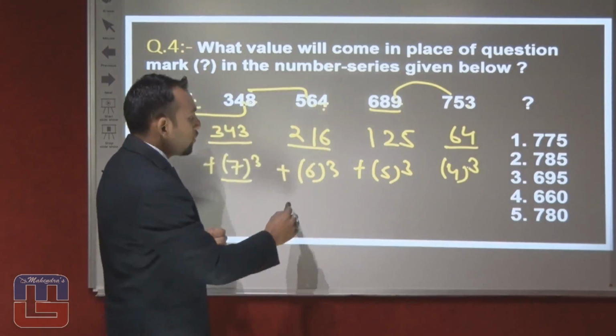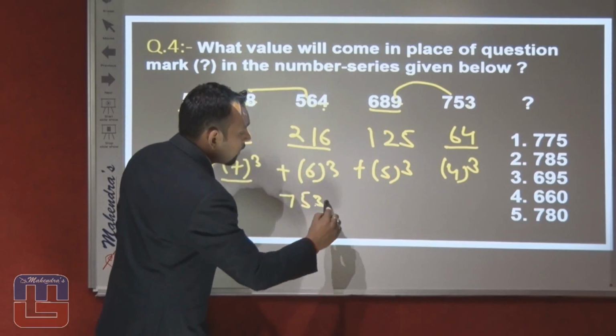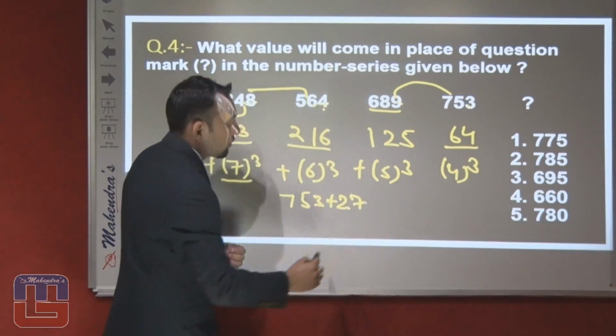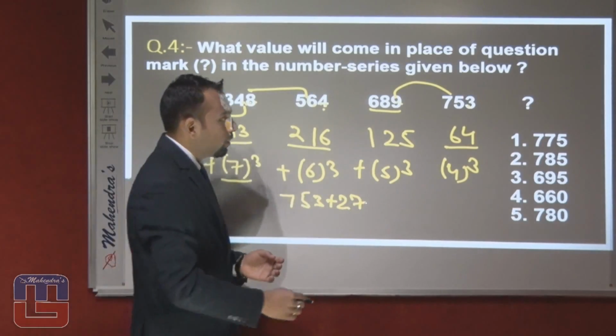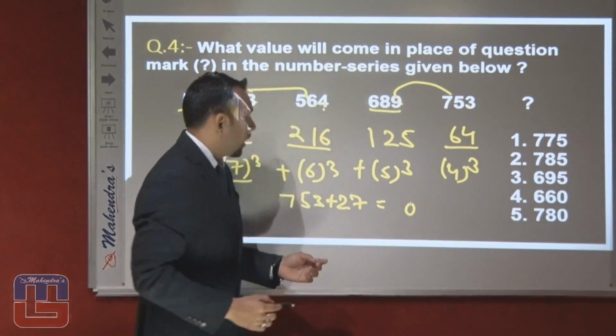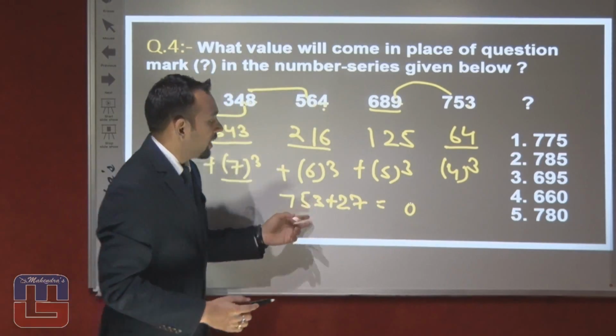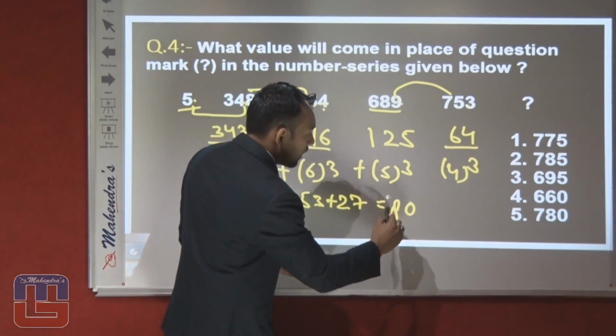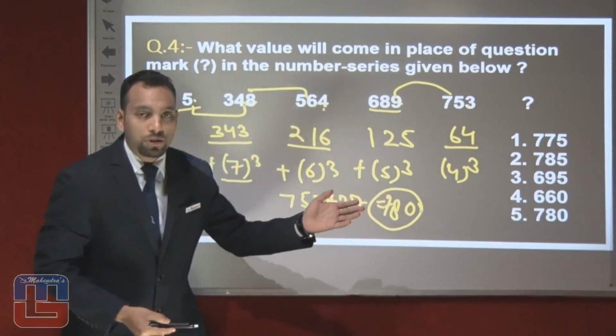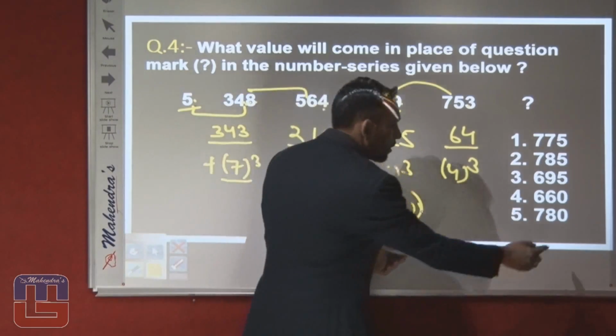Now see, the next one will be 75 plus 3 cube, which is 27. Now see, 7 plus 3 will be 10, and then 2 plus 5 is 7, and then 8. So here you will get 780. Now see the options. You can see here clearly this one, option 5.